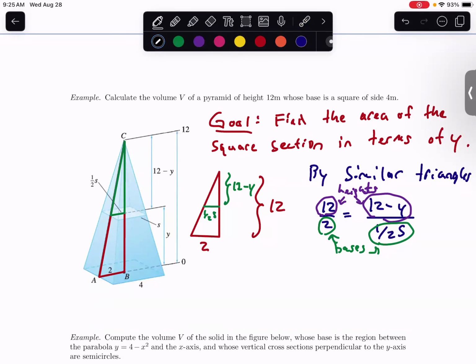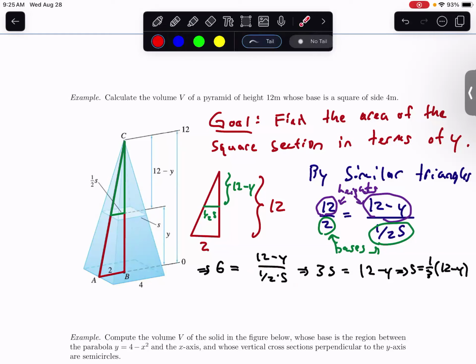And so we're taking this equation that we have, and we're going to be solving it for S. We have 12 over 2, which is equal to 6. So really we have 6 is equal to 12 minus Y over 1/2 times S. If we multiply both sides by 1/2 times S, this tells us that 3S is equal to 12 minus Y. Now if we divide both sides by 3, we get that S is equal to 1 over 3 times 12 minus Y. And so now we've written the side length of our square in terms of Y.